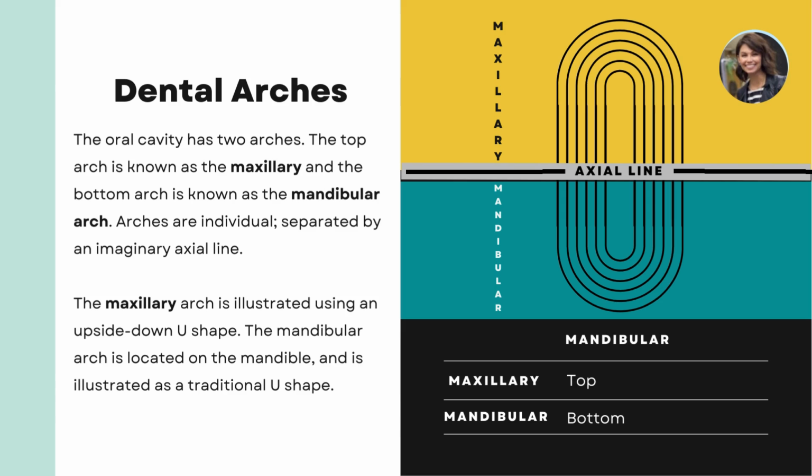The maxillary arch is commonly referred to as the top arch, the upper arch, or the maxillary, whereas the mandibular arch is typically referred to as the bottom arch, the lower arch, or the mandibular.